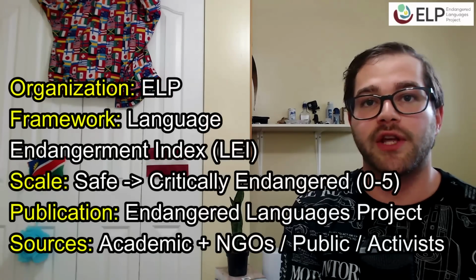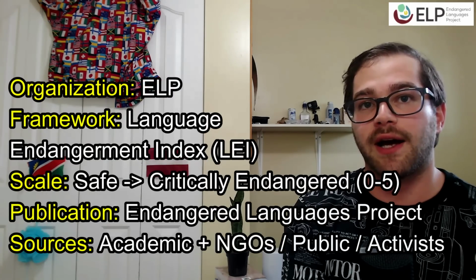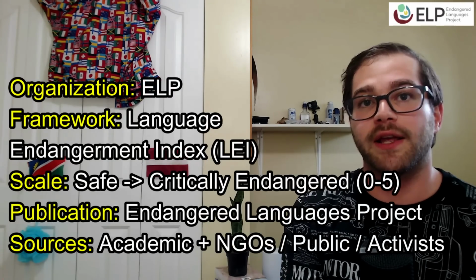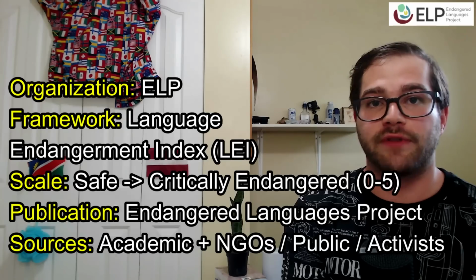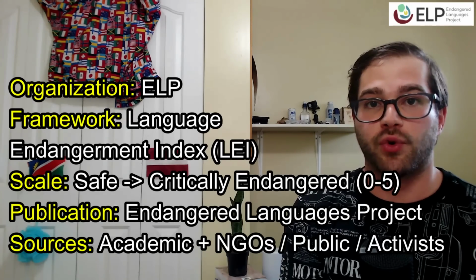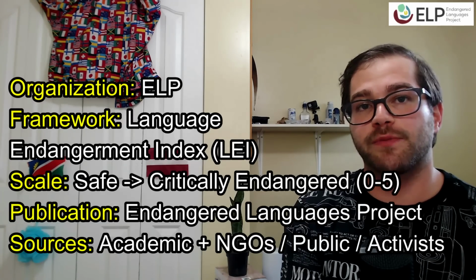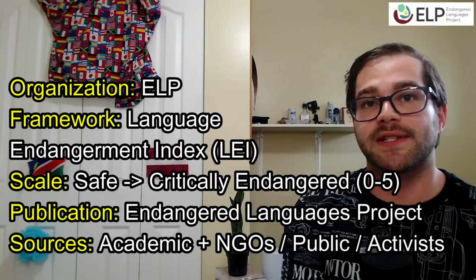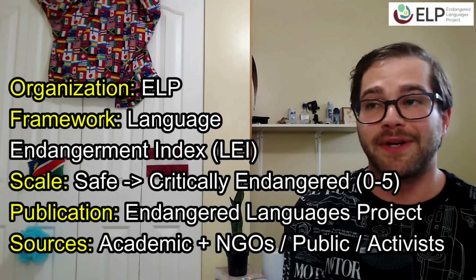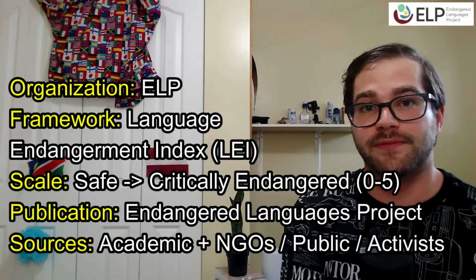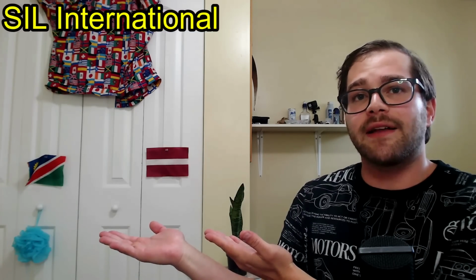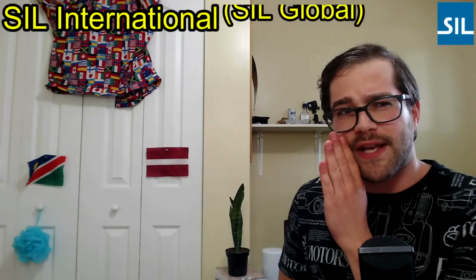In summary, the Endangered Languages Project uses the LEI framework developed by ELCAT and in turn the University of Hawaii and is managed by a bunch of other organizations. It evaluates languages based on 4 criteria and rates them on a scale from 0 to 5, typically excluding extinct languages. And now please welcome the third giant of the language endangerment field, SIL International, also known as SIL Global sometimes apparently.